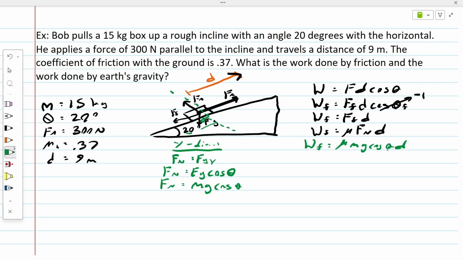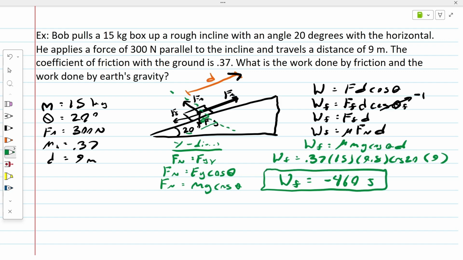And so now we have everything to solve the equation, so we can just plug in the variables we're given. So 0.37, the mass is 15, gravity is 9.8, cosine of 20, and the distance is 9 meters. After we plug all that in, we'll get the work by friction is a negative 460 joules. Friction work will pretty much always be negative because it's slowing down, or it's in the opposite direction that the box is trying to move. So the box is trying to move that distance, but the friction is doing work against the box moving.